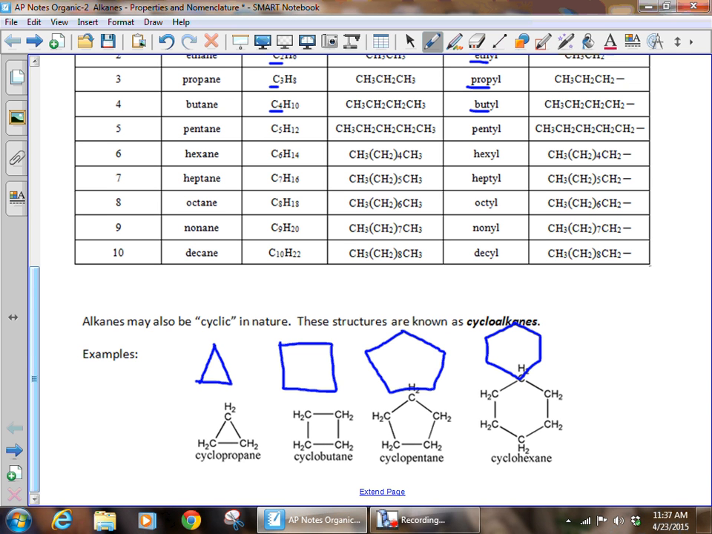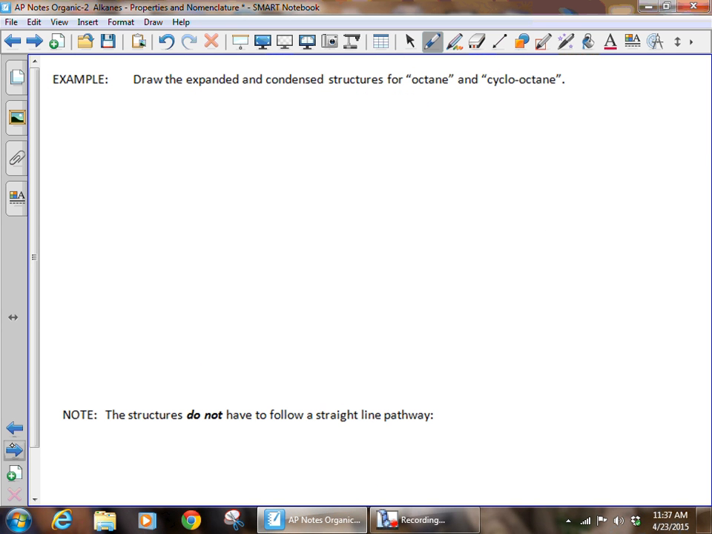So if you show the attached hydrogens, then it will look like those that are printed here, but otherwise they're just going to be these shapes that you see. Every point on the shape is a carbon, and that's why it has those names. We're still dealing with meth, eth, prop, but, etc. for the names of these compounds as well. So the first thing that we want to do is just to jump right in and write both what's called the expanded and condensed structures for both octane and cyclooctane.